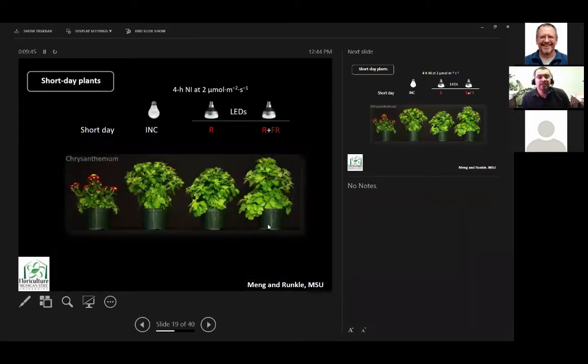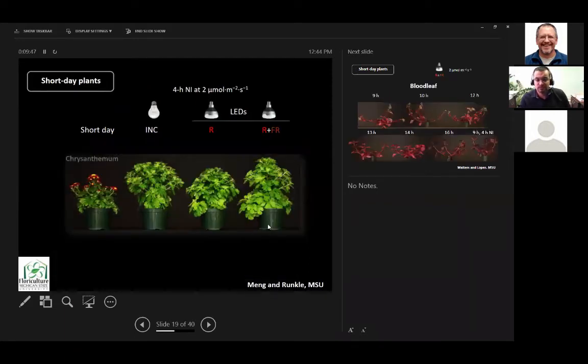What about short day plants? How do short day plants respond in terms of that red to far red ratio? Under short days, chrysanthemum is in flower. Under incandescent bulbs, if we're providing 2 micromoles for a 4-hour night interruption, the plants are vegetative. Under red light, we see that the plants are vegetative, as well as under red plus far red light. What other things do we notice? When we provide far red light under incandescence or under a red plus far red LED, we have a little more stem elongation.